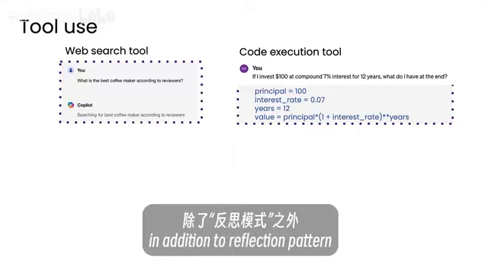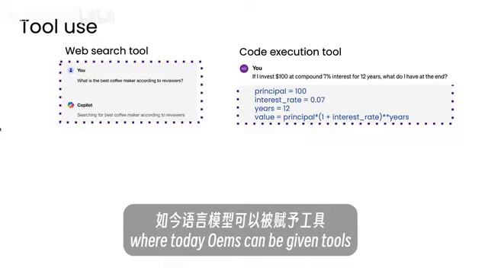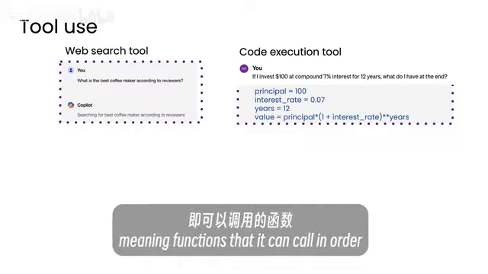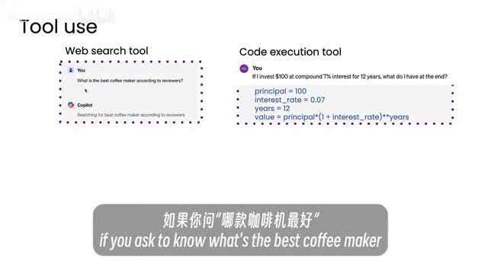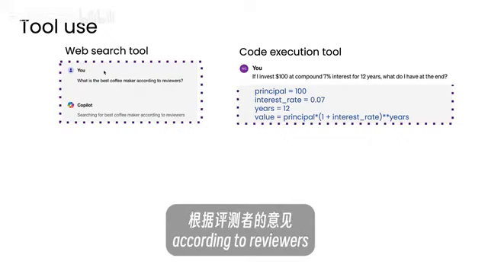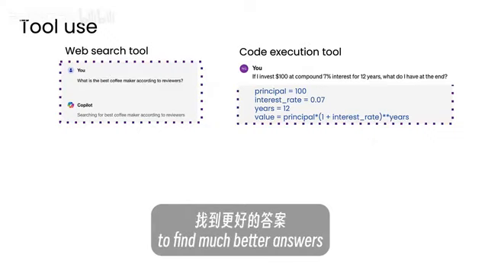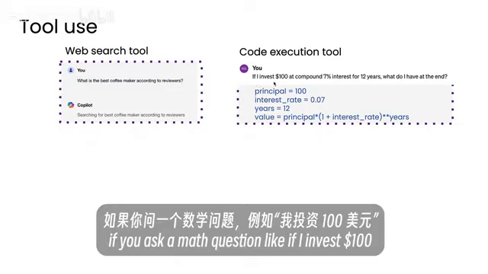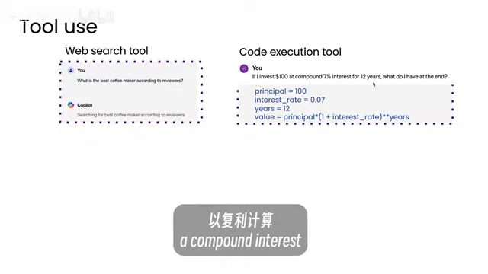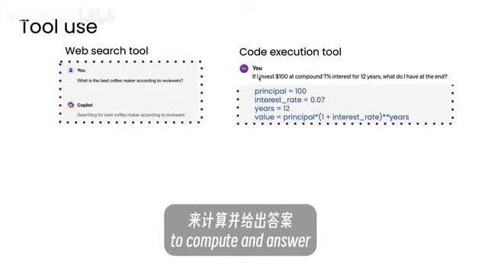In addition to the reflection pattern, the second important design pattern is tool use, where today LLMs can be given tools, meaning functions that they can call in order to get work done. For example, if you ask an LLM, what's the best coffee maker according to reviewers, and you give it a web search tool, then it can actually search the internet to find much better answers. Or a code execution tool. If you ask a math question, like if I invest $100 at compound interest, what will I have in some years, it can then write code and execute code to compute an answer.